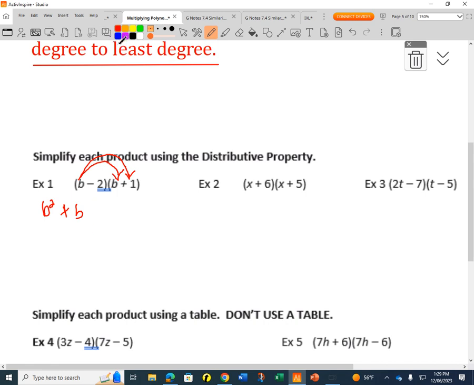Now, we didn't multiply anything by the -2 yet, right? So now we're going to take that -2 and we're going to multiply it by everything in that second parentheses. So we're using the distributive property, but we're using it twice. That's why I call it a double distribution.